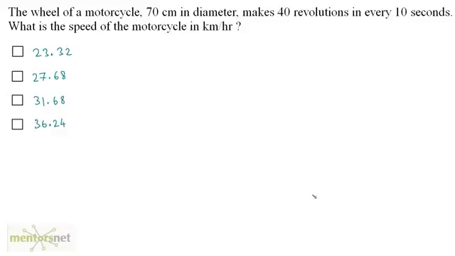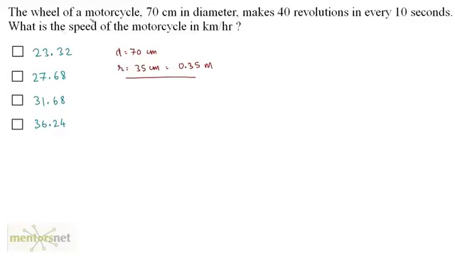The wheel of a motorcycle 70 centimeters in diameter makes 40 revolutions in every 10 seconds. What is the speed of the motorcycle in kilometers per hour? So the diameter of this wheel is 70 centimeters. So the radius will be equal to half of the diameter, that's 35 centimeters. Let's convert this into meters. So this will be 0.35 meters. So we've got the radius.